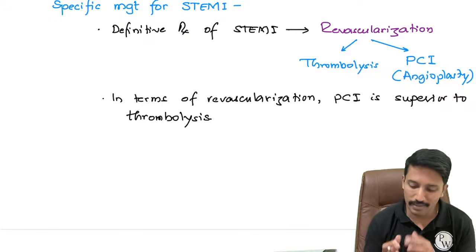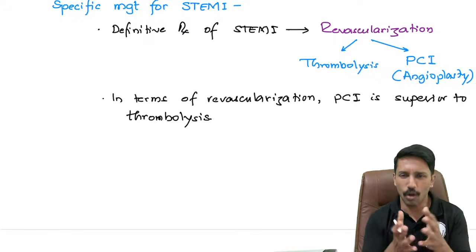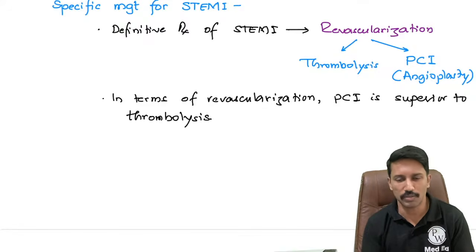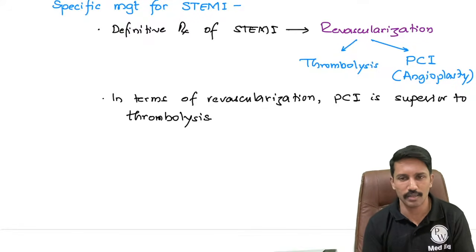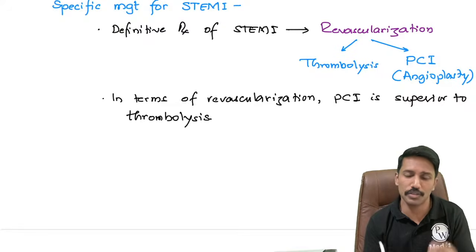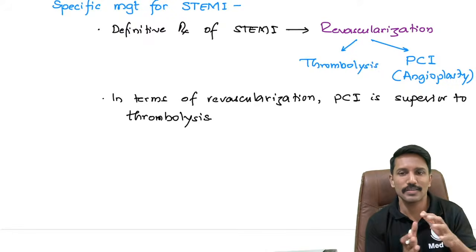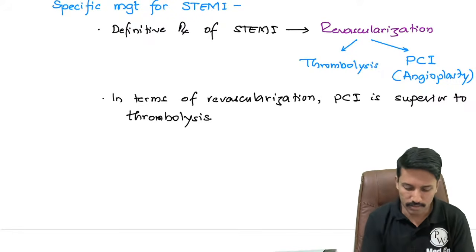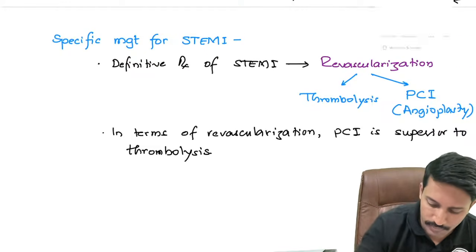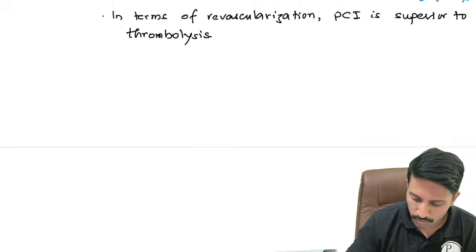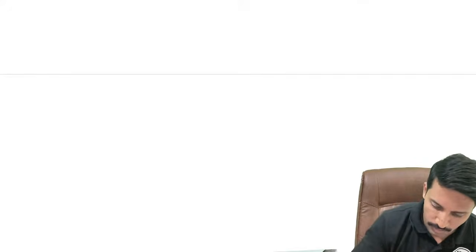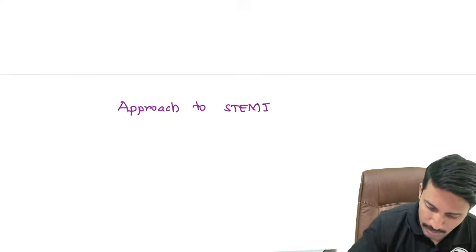So what should we prefer? PCI is preferred, but in not all circumstances is PCI possible, right? In India, in remote tribal areas, there's no cath lab, there's no cardiologist. So how will I do PCI? In such cases, we can go for thrombolysis. So we have to write an algorithm for the approach to STEMI. How will I decide whether I should do thrombolysis or go for PCI?